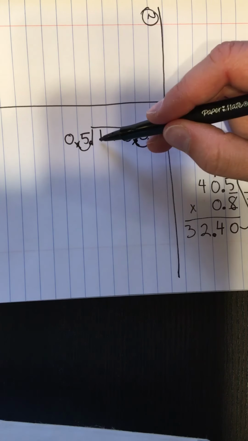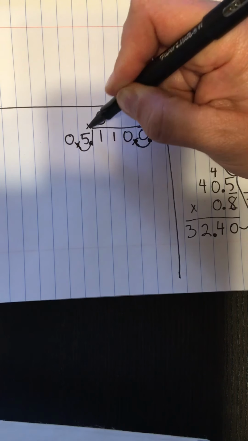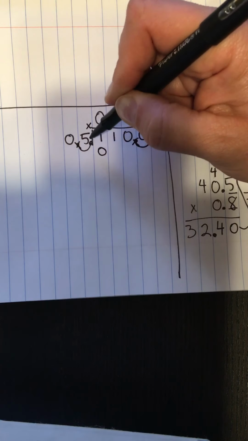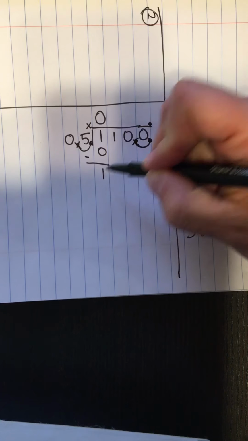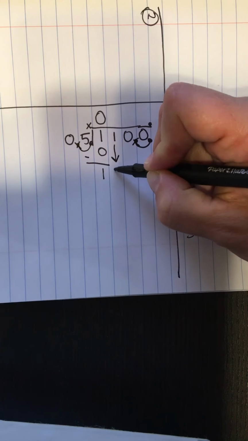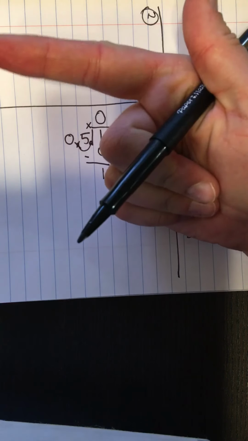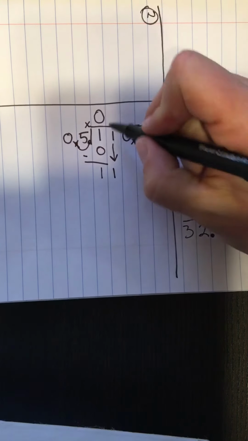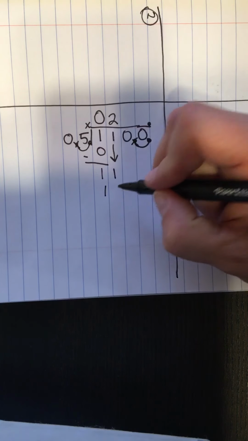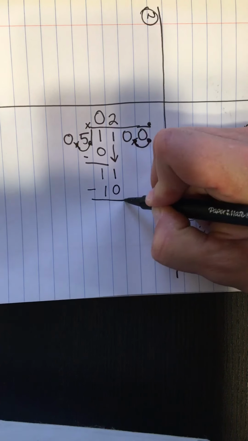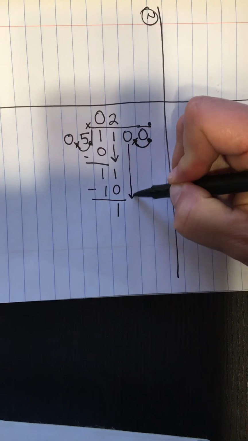How many times does 5 go into 1? 0. And then we have multiply. 0 times 5 is 0. Divide, multiply, subtract. 1 minus 0 is 1. And then I'll bring it down. How many times does 5 go into 11? 5, 10, 15, too big, so 2 times. 2 times 5 is 10. And then 11 minus 10 is 1. And I'll bring down that 0.